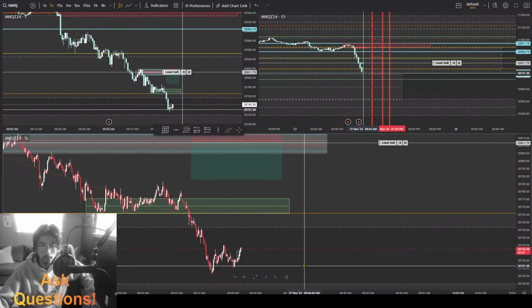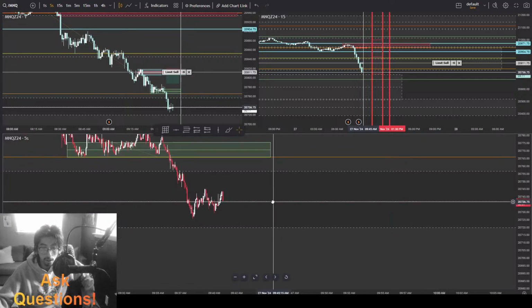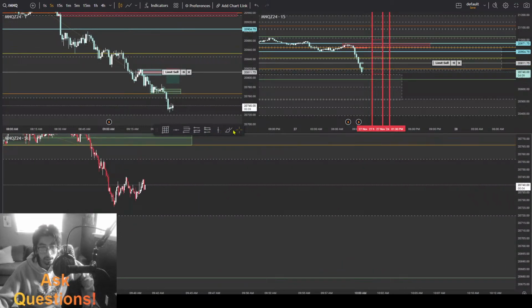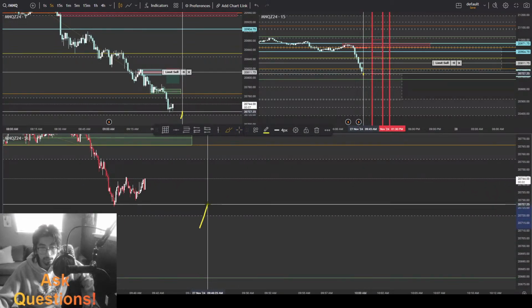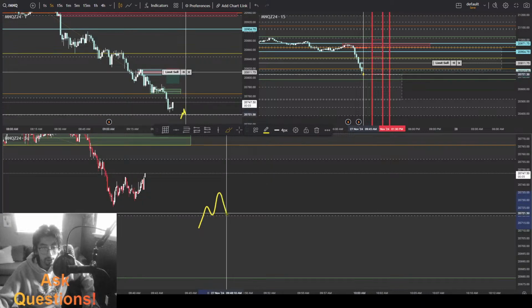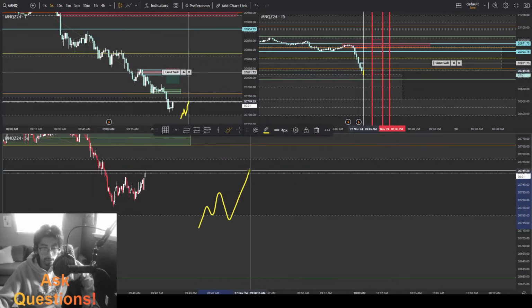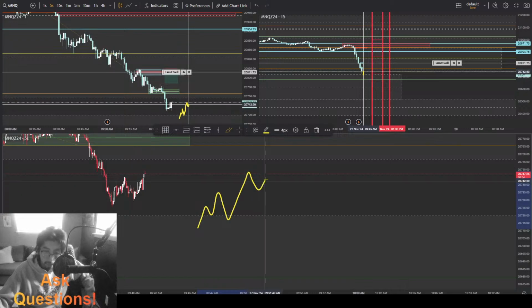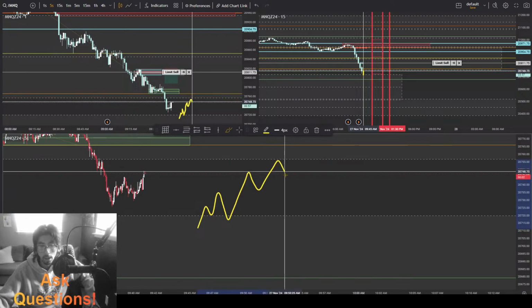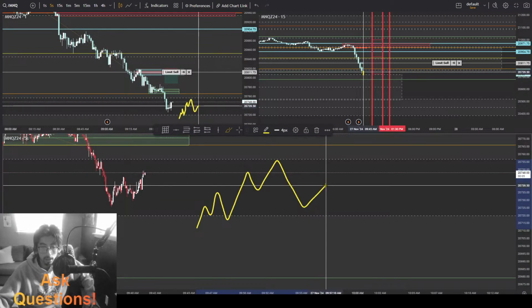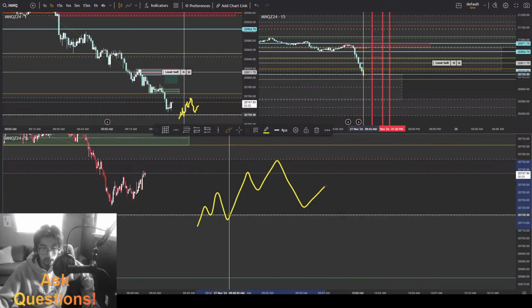The strategy is so easy. I can just draw it out. Let me show you. Look, just like this: up, down, up, down. Then we look for the sweep. Then we close above. We want to tap on the zone, break a structure, and then we enter at 50% and then take profit.